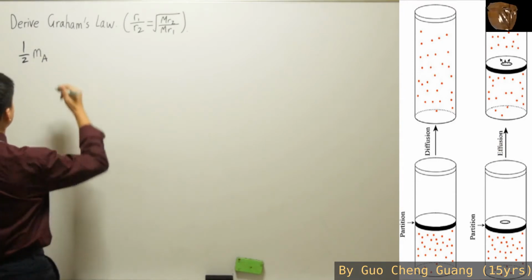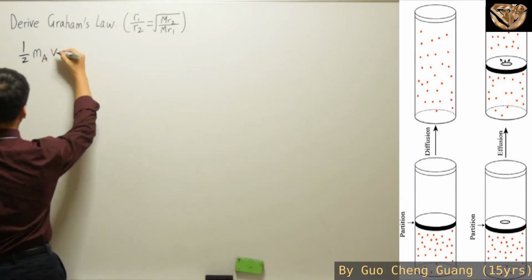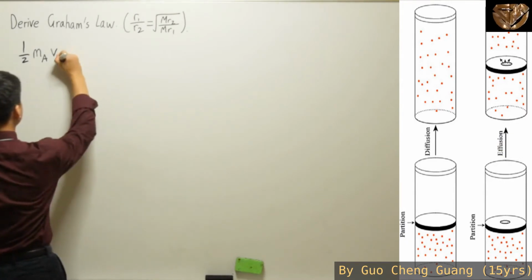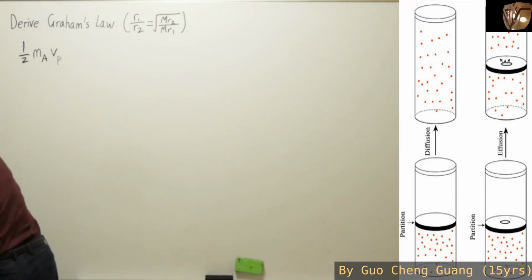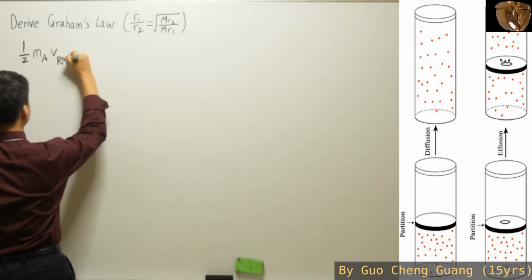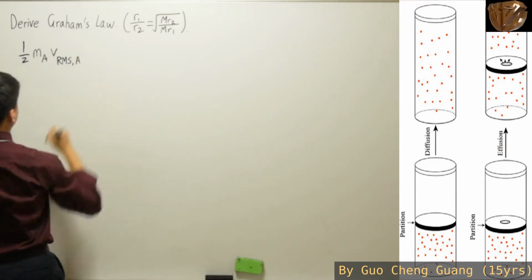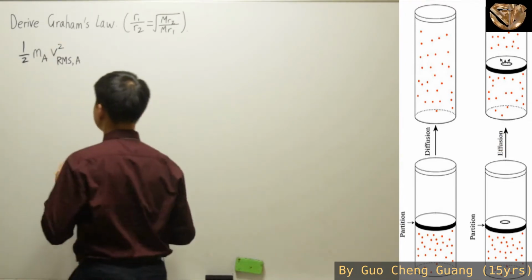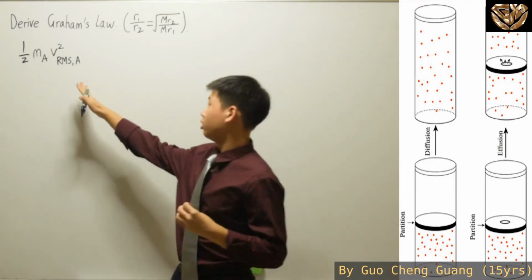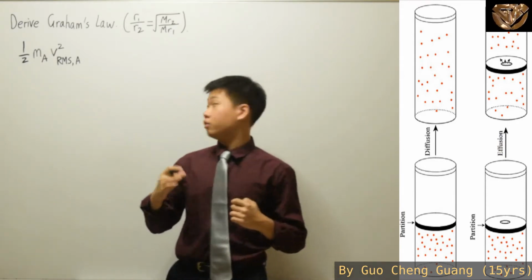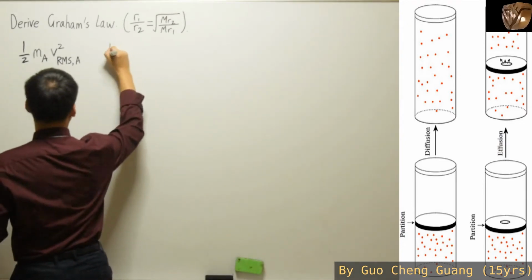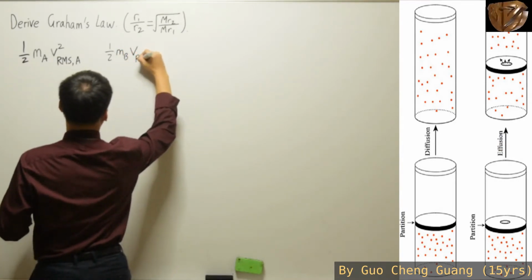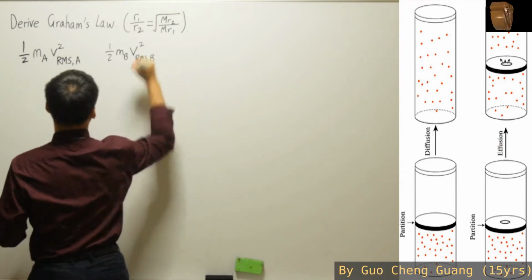So Ma. So what do you have? Half mv squared, right? So you will be seeing v. Normally we would be using your root mean square speed, alright? So your root mean square speed for particle A, alright? And then squared for your kinetic energy. Right, so this is what we have for your gas of type A. Now, you would have something similar, but for gas of type B, which you also have half Mb this time. So v root mean square for B and then squared.